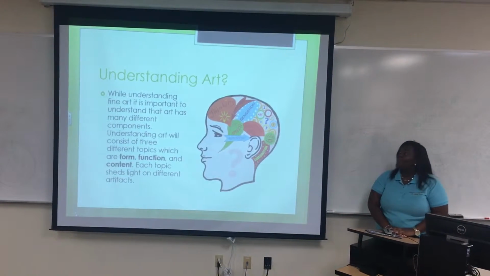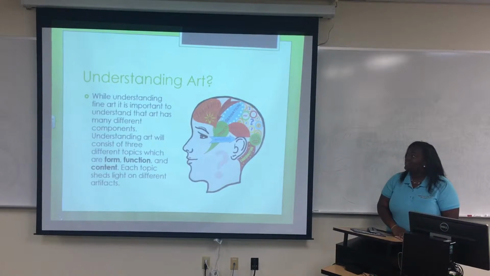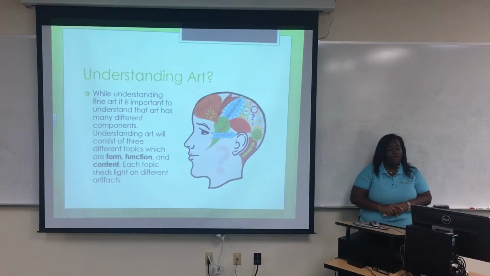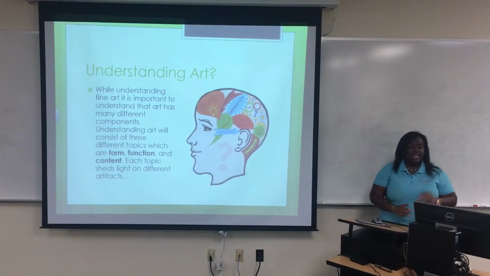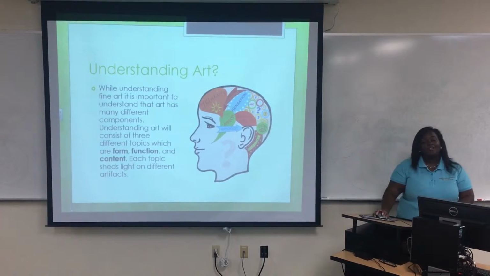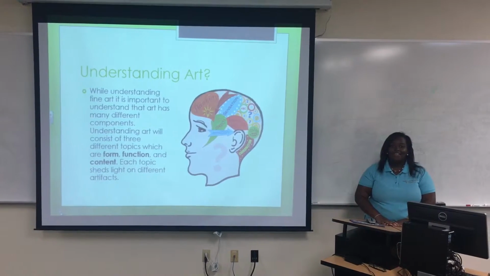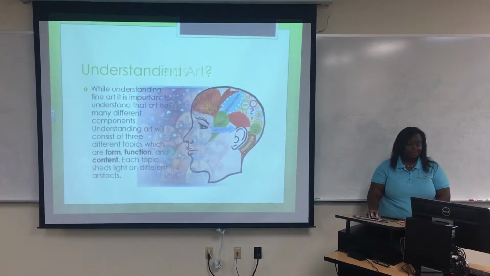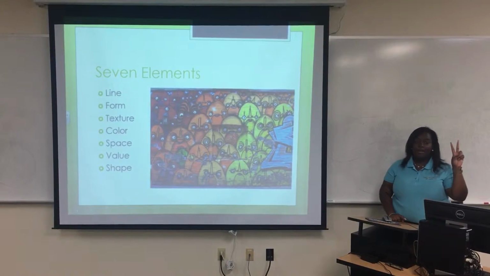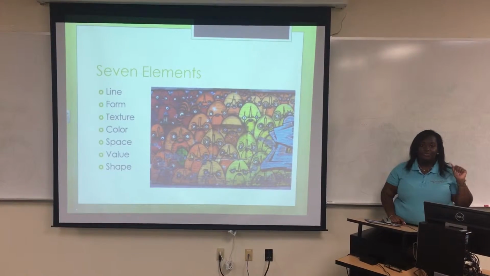Understanding art. It is important to recognize that art has many different components. The top three components are form, function, and content. Each topic sheds light on the different artifacts. Also, when dealing with art, it is important to realize that art has 7 different elements. With the different elements, you will have line, form, texture, color, space, and value.